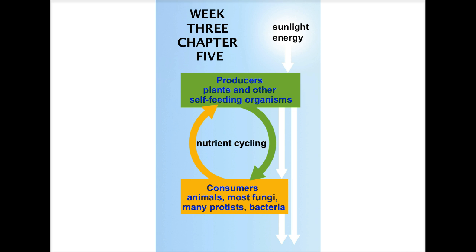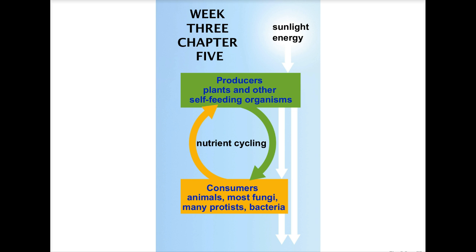With Chapter 5, Week 3, starting with this slide, we can see that for our molecules to cycle through living organisms, we first have to get an input of external energy. And of course, that comes from the sun. So the energy of the sun in little packets called photons is used by producers to fix carbon from carbon dioxide, making our macromolecules, our basically complex carbon molecules.